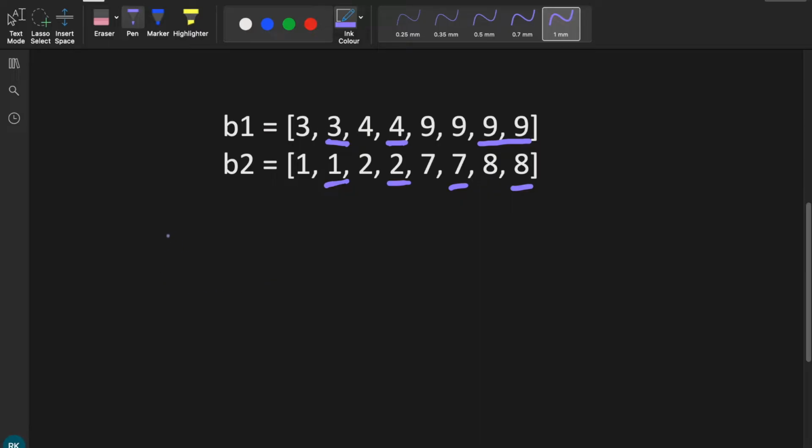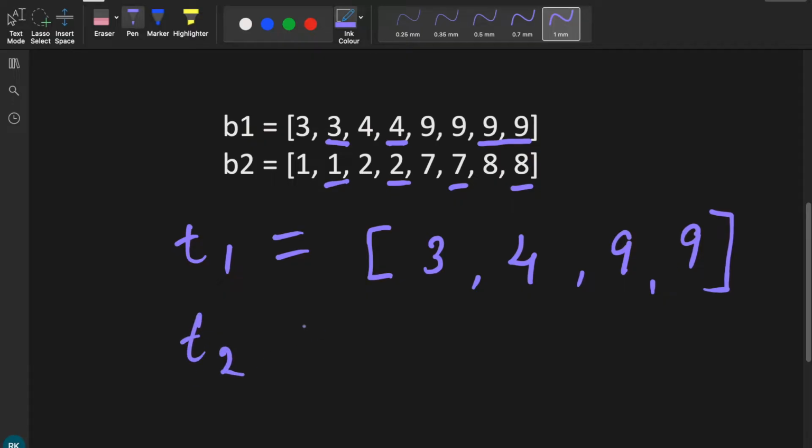So let's write these numbers once. Let T1 be the array which contains all numbers which are to be transferred from basket1 to basket2. So what would this be? It will be 3, 4, 9, 9.